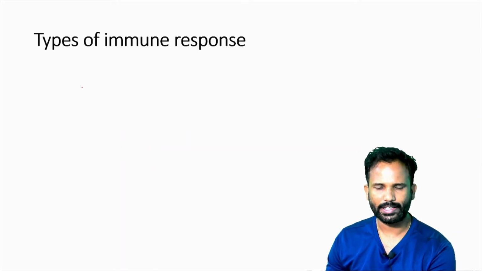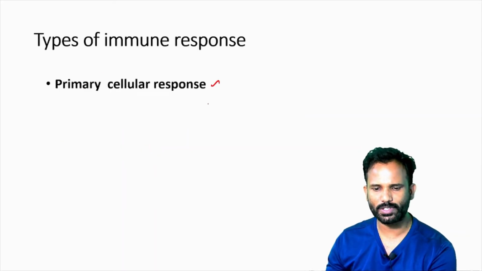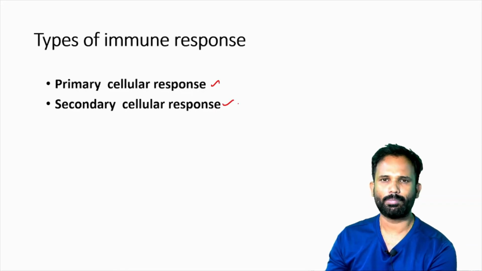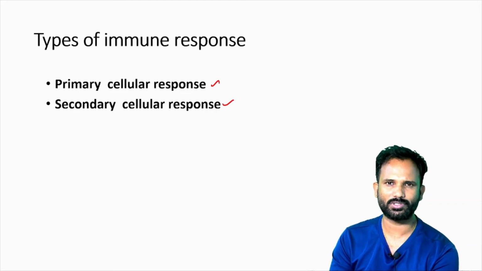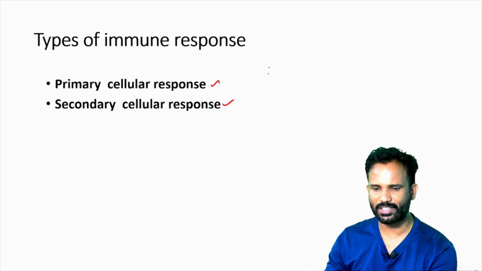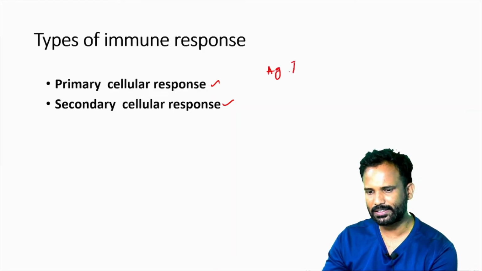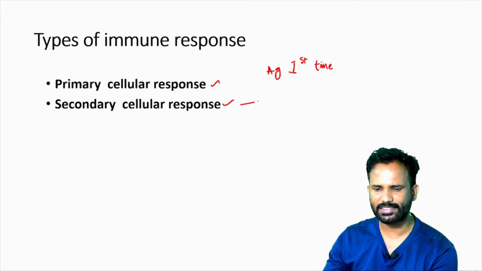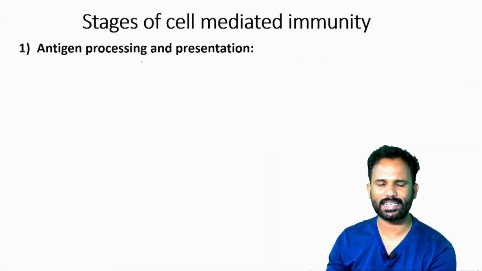And regarding types of immune response, there are always 2 responses, primary and secondary. The primary immune response, or primary cellular response, is the one which occurs when the antigen enters the first time. And when it enters the second time, the response is called the secondary response.